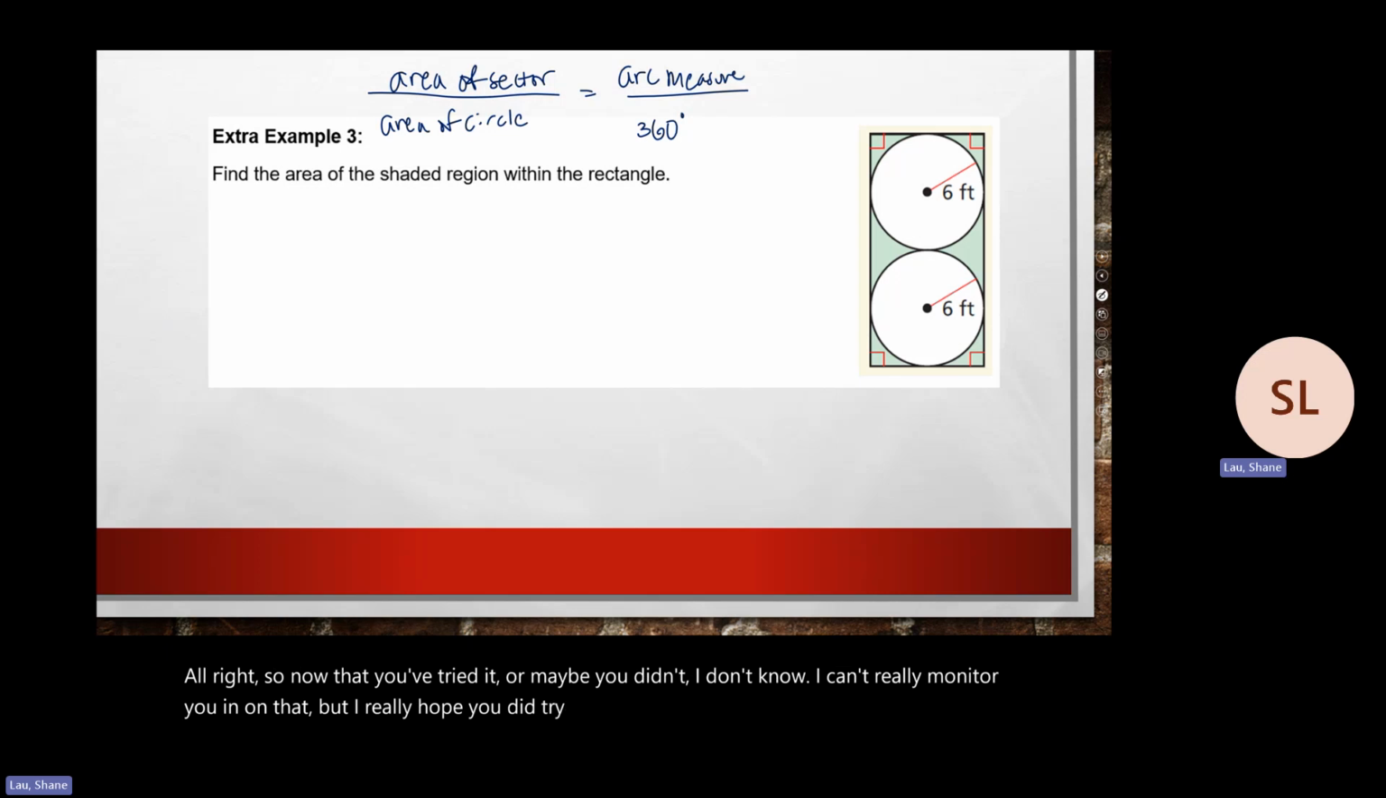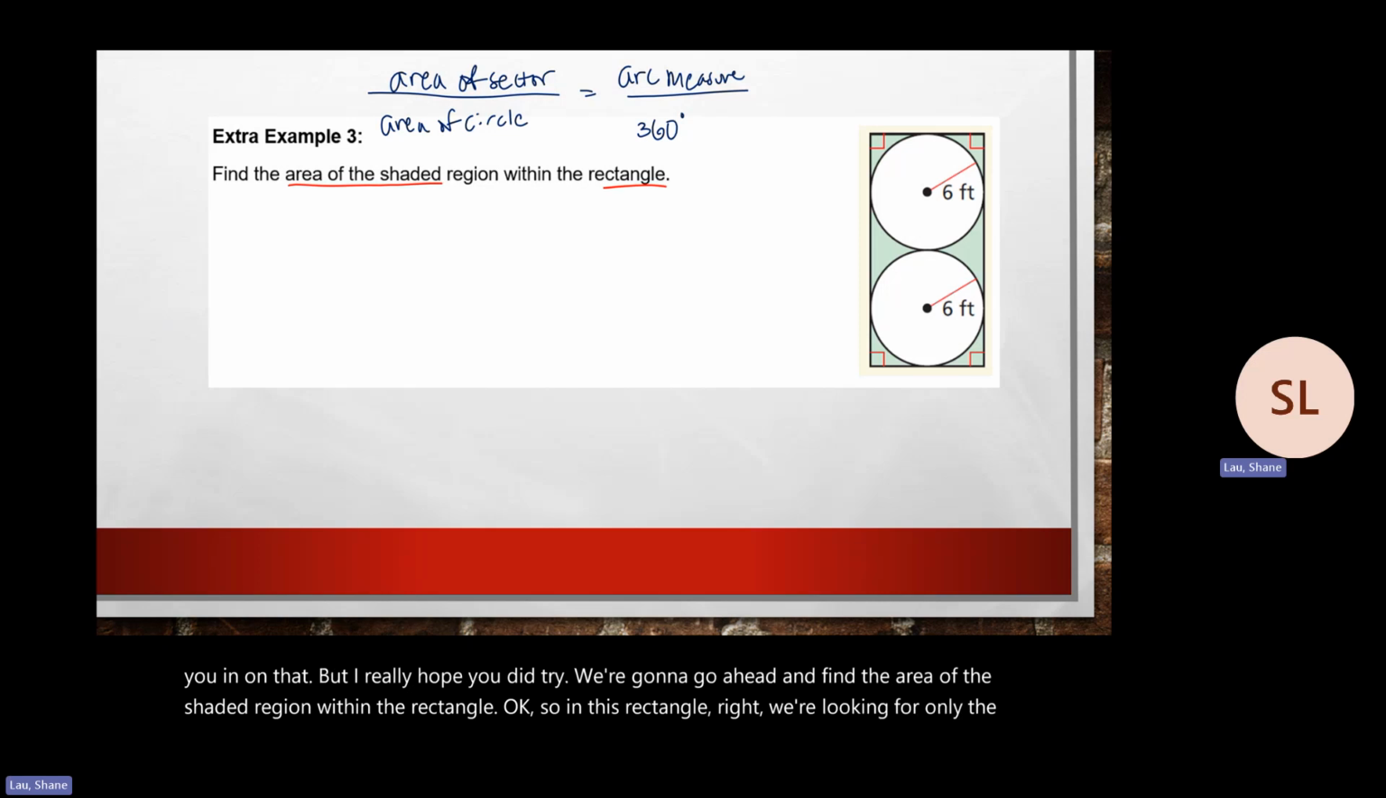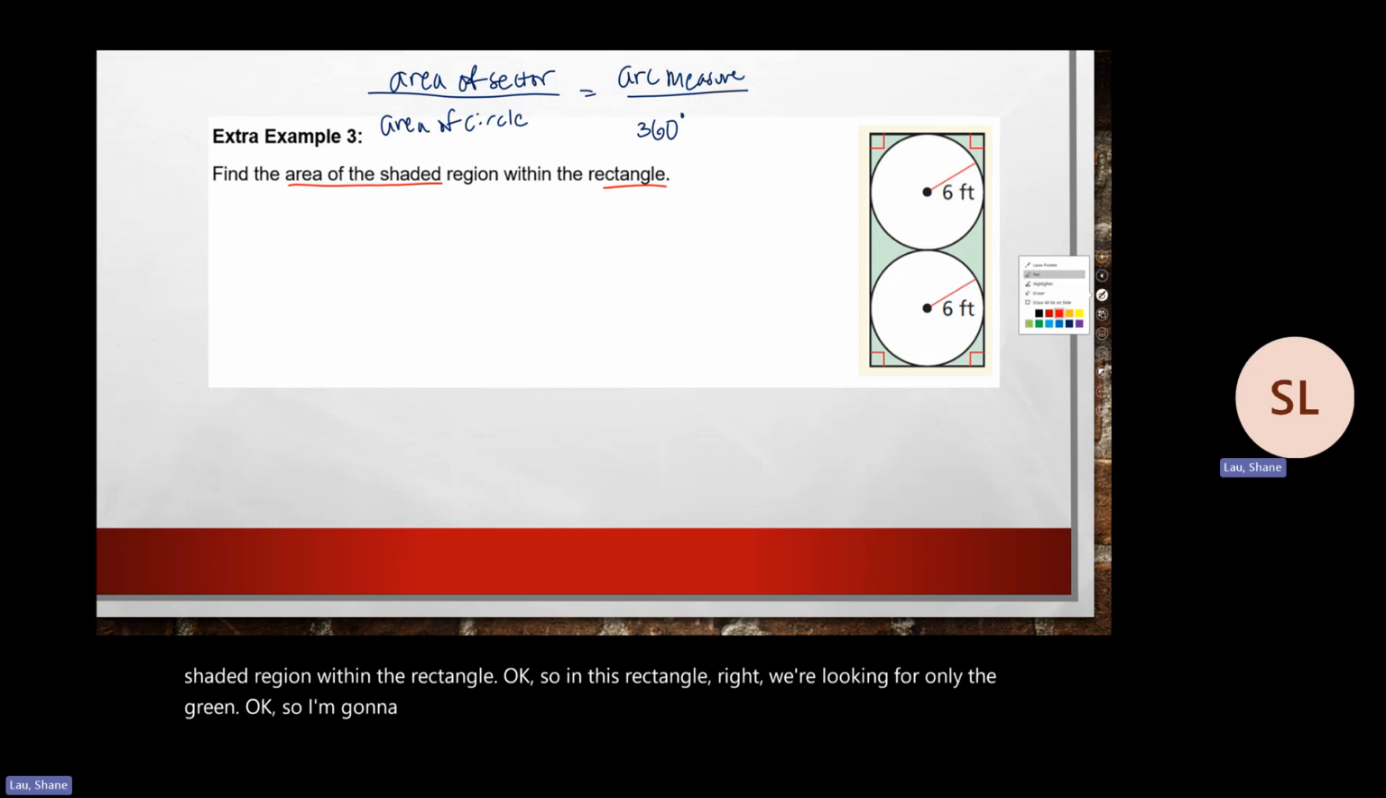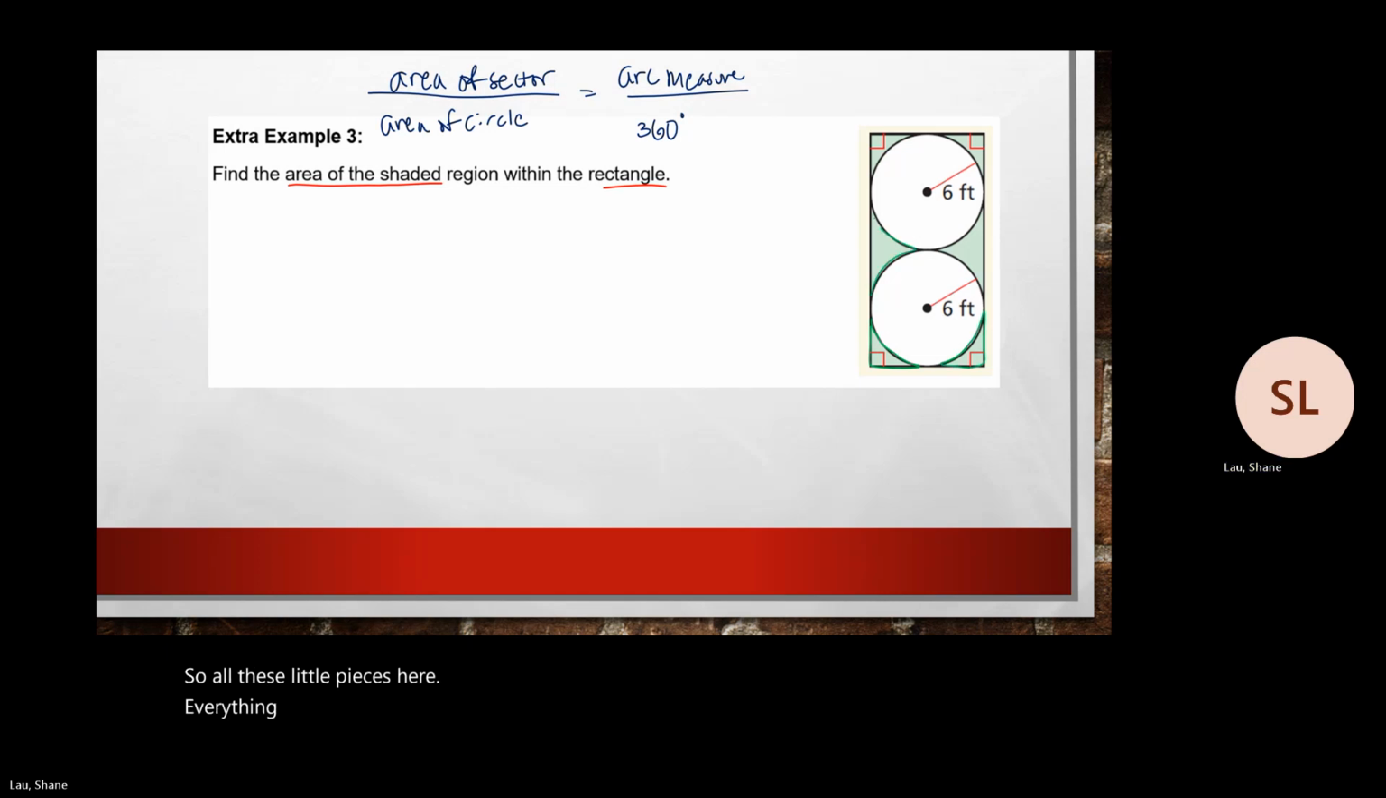We're going to go ahead and find the area of the shaded region within the rectangle. So in this rectangle, we are looking for only the green. I'm going to color coordinate that stuff again. So we want the green area. So all these little pieces here, everything here, as much as we can get. Obviously this is a much more interesting problem than the last one.